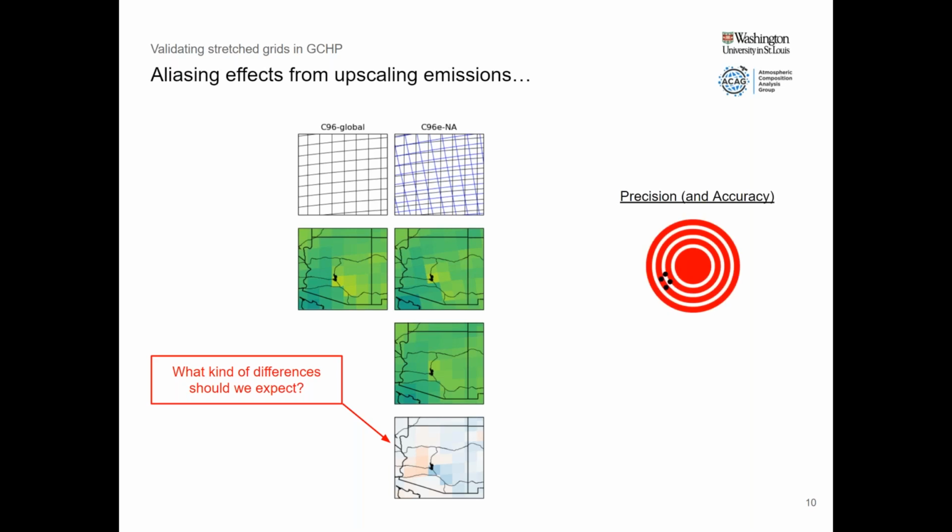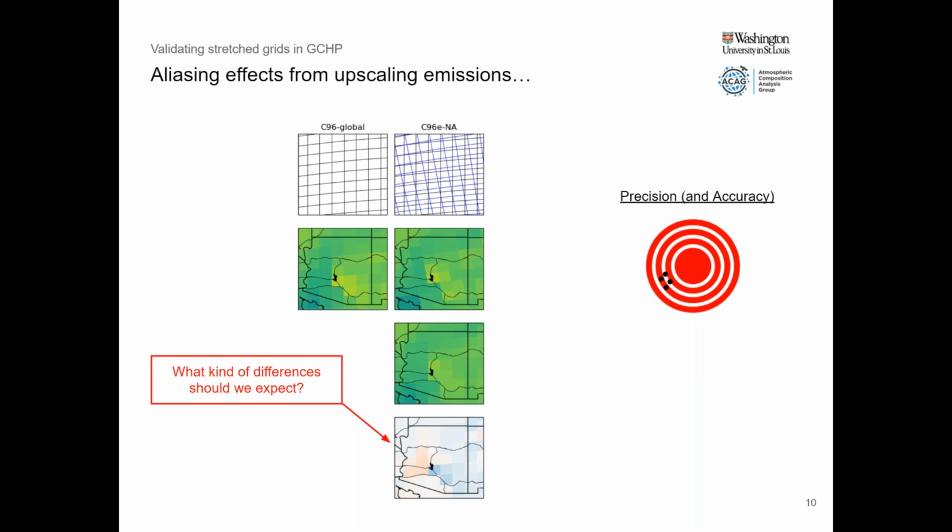To answer this question of what kinds of differences we should be expecting, I think it's really helpful to think back to the notion of precision and accuracy. As a quick reminder, precision is how consistent your results are with themselves. If they're tightly clustered like this, that would be a high level of precision. Whereas if they're spread out quite broadly, that would be low precision. And then accuracy is how far you are from the actual answer or ground truth. But we're comparing two simulations, so we don't have a ground truth. So we're just going to ignore accuracy for now.